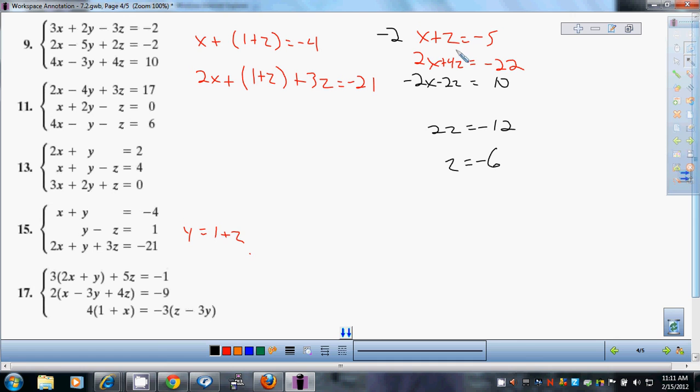Backtrack. Plug that into one of these. First one looks nice and handy. x minus 6 equals negative 5. Add the 6, x is 1. Now you've got 2 of them. This looks like a nice easy place to plug in to find y, because you only need one variable. So that'd be y equals 1 plus negative 6, so it'd be negative 5. So your ordered triple will be 1, negative 5, negative 6.